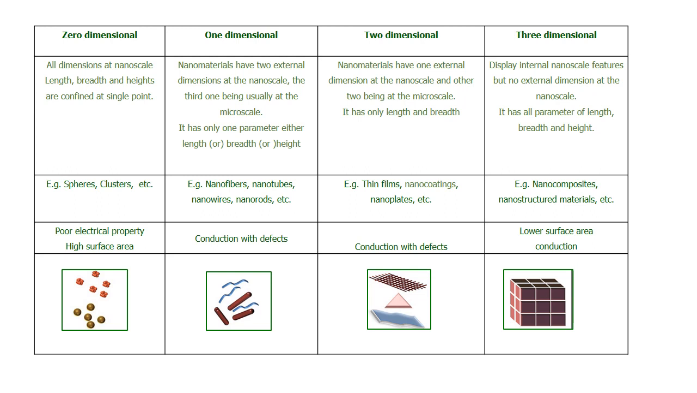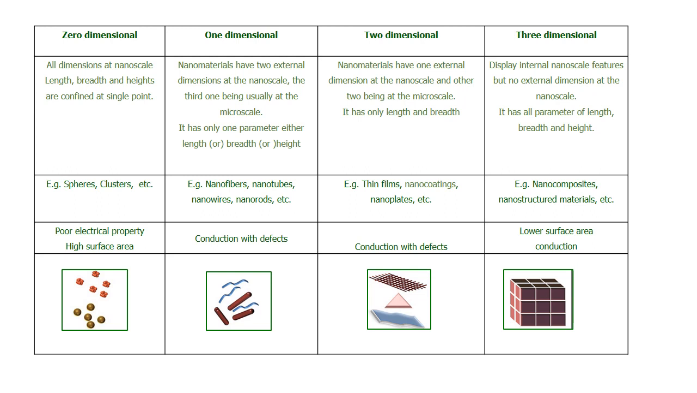So examples: spheres, clusters for 0 dimension. For 1 dimension it is nanofibers, nanotubes, nanowires, nanorods, etc. And for 2 dimensional it is thin films, nano coatings, nanoplates, etc. For 3 dimensional it is nanocomposites, nanostructured materials, etc.